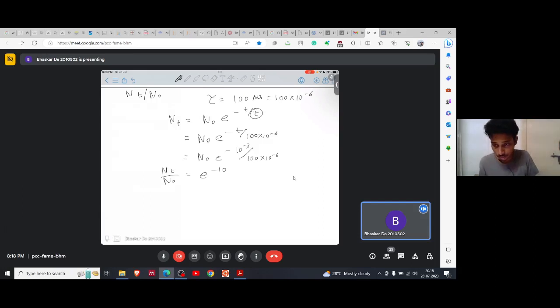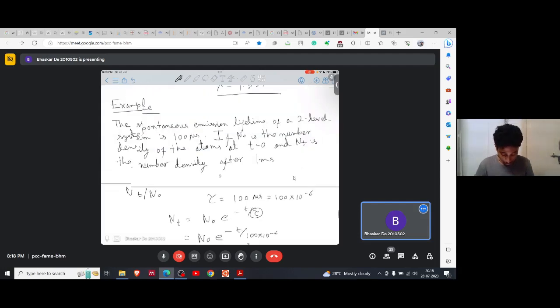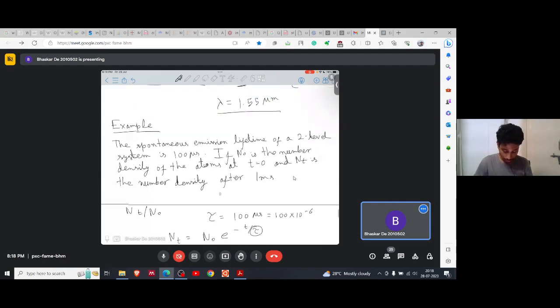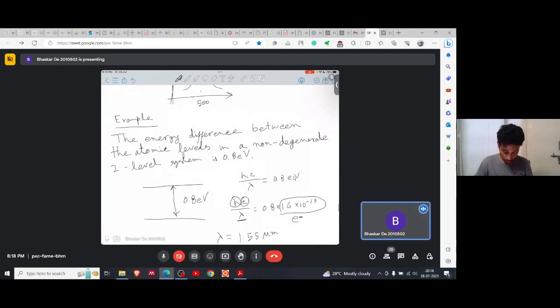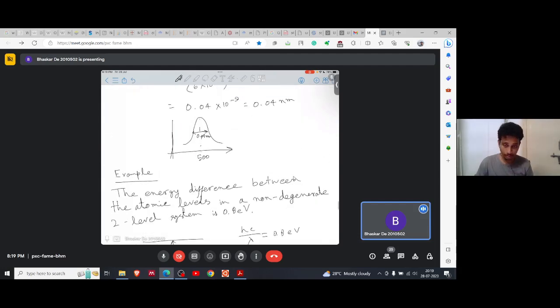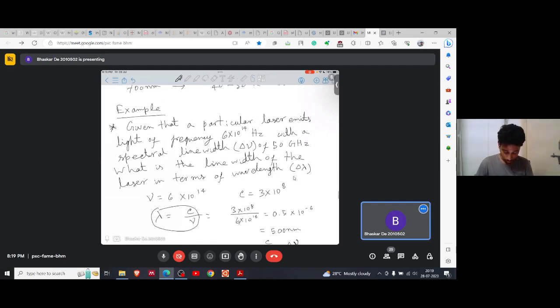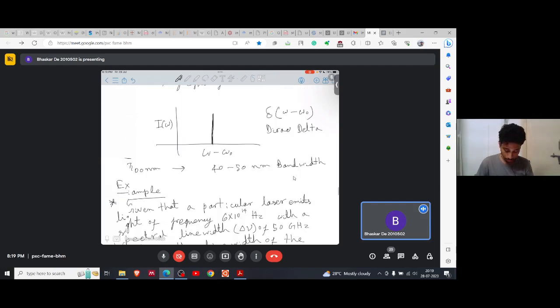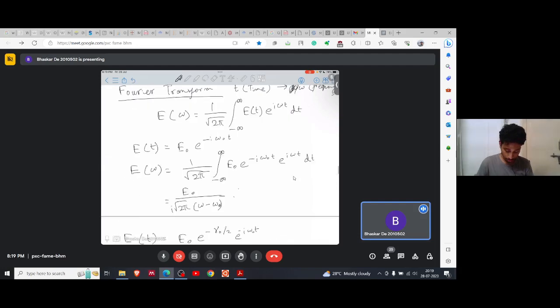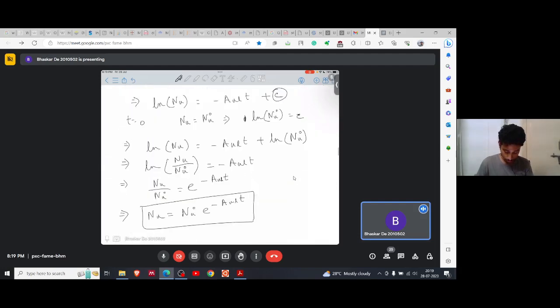So this is how the small problems, like calculating the ratio of nt to n naught, or calculating the wavelength of the emission, or the line width in terms of wavelength, can be calculated. And if you are given a complicated problem, then it will be like this one.